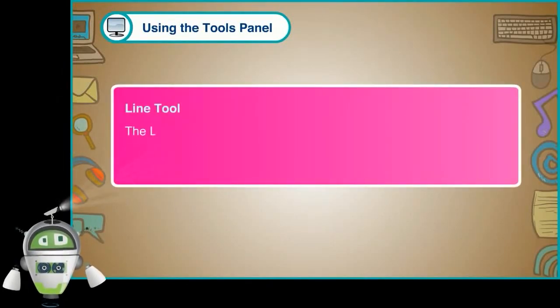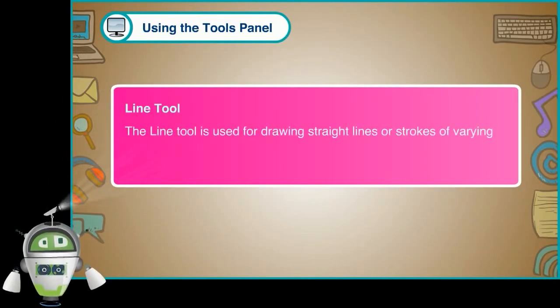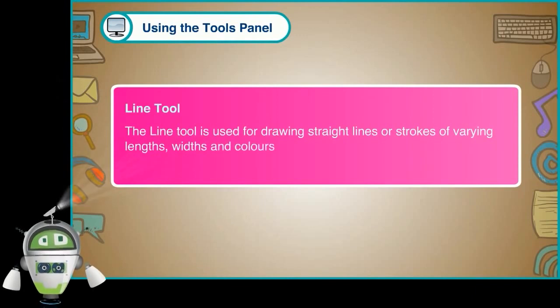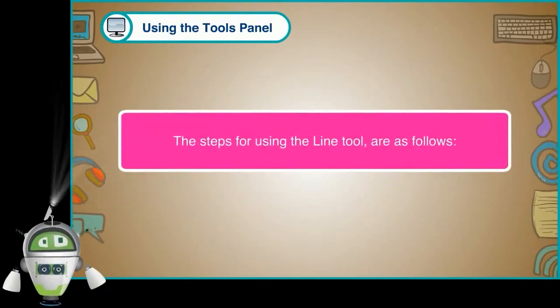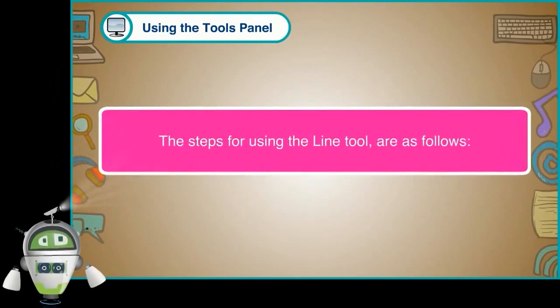Line tool. The line tool is used for drawing straight lines or strokes of varying lengths, widths and colors. It works in the same way as it works in the graphics software. The steps for using the line tool are as follows.